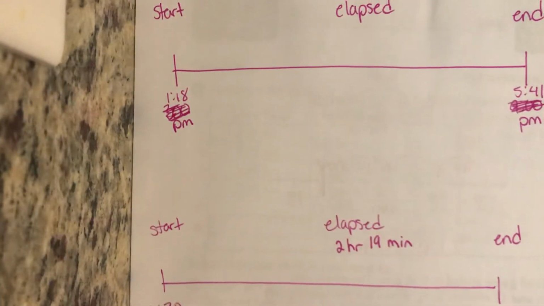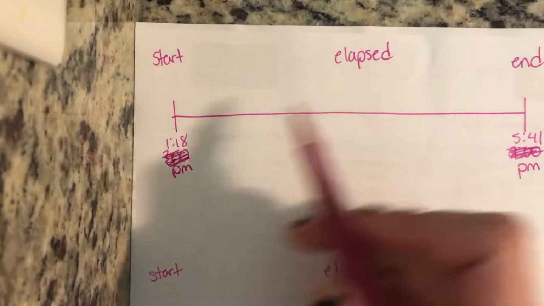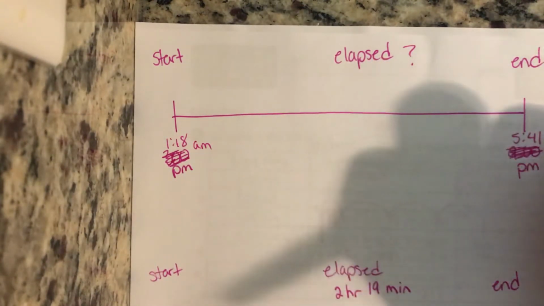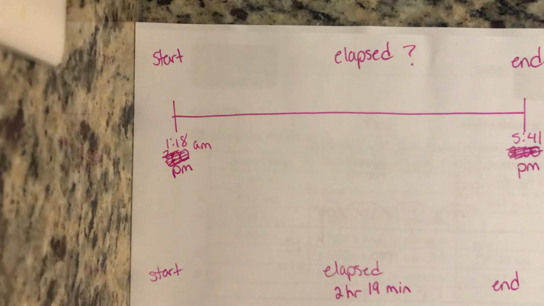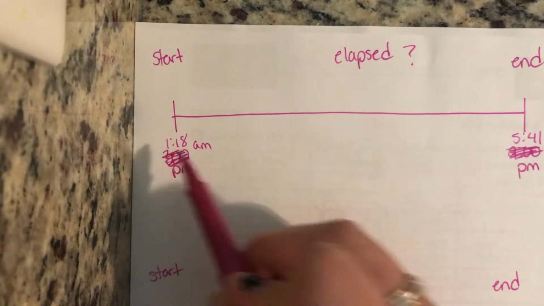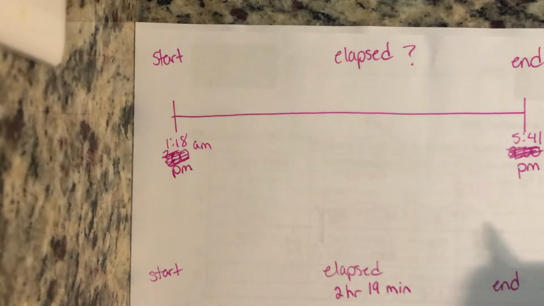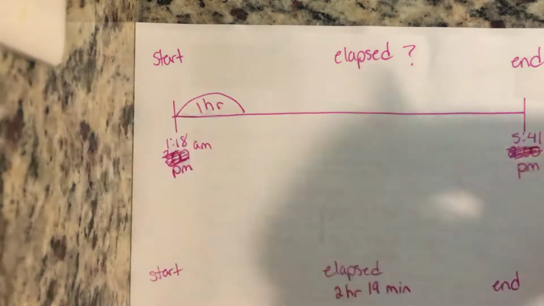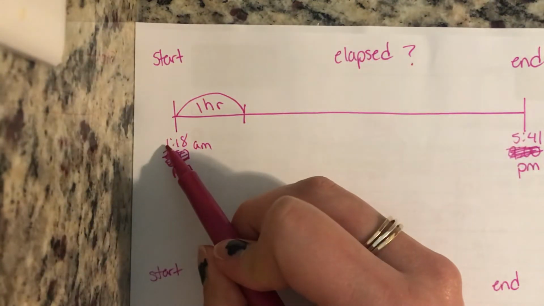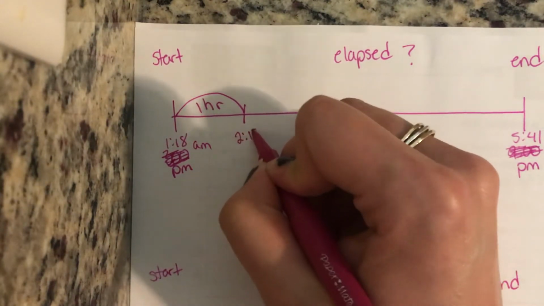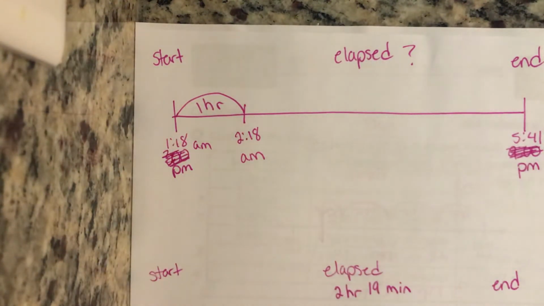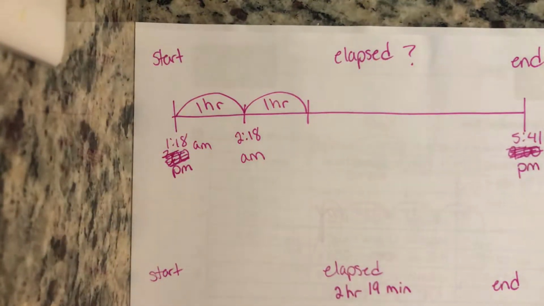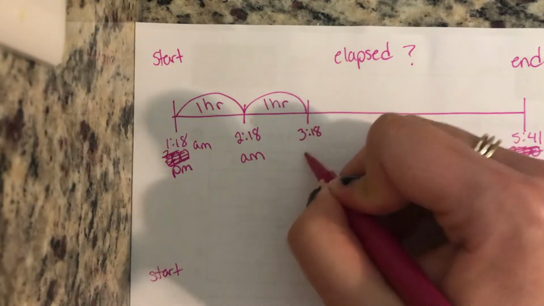So I'm going to set up a timeline. Start at the beginning, so 1:18 a.m. My elapsed time I don't know, and my end time is 5:41 a.m. Now I have to get from 1 hour to 5 hours, so it would make sense here to do some hour jumps. I'm going to do 1 hour, and I'm going to label it 1 hour. If I change it from 1 by 1 hour, it's now 2:18 a.m.